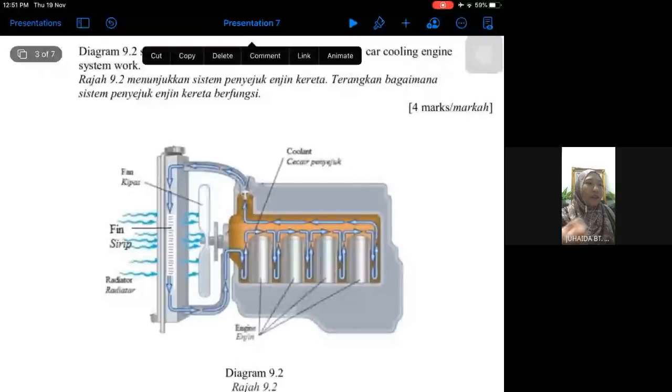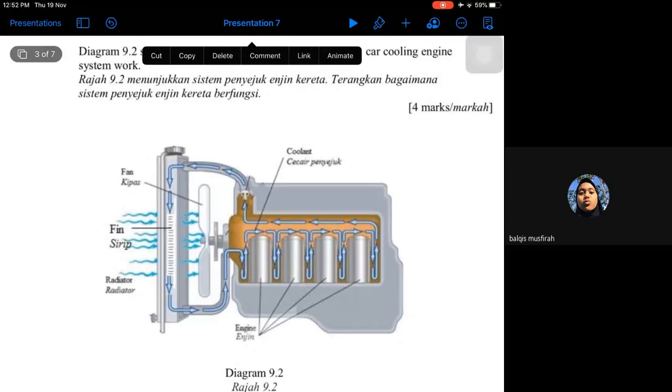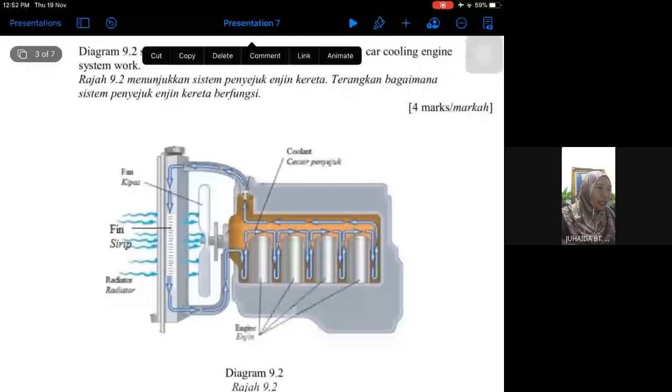Sure, water tu akan pass through engine so that it can absorb heat. Dia dah absorb heat, jadi air tu panas kan? Jadi air yang panas tadi tu dia pergi mana? Dia akan flow towards the radiator. Nampak tak gambar kipas tu? Sirip fin, you nampak tak? So the hot water dia akan flow melalui radiator.